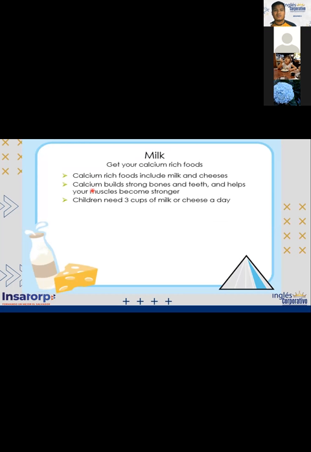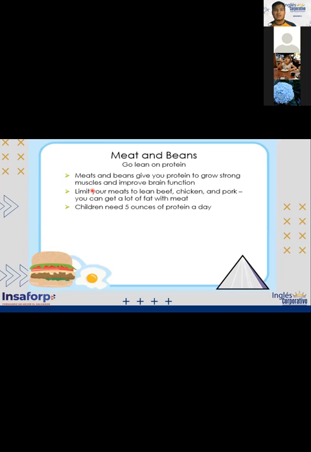One of the last parts that we have is milk. It is calcium-rich foods that include milk and cheeses. Calcium builds strong bones and teeth, and it helps your muscles become stronger. Children need 3 cups of milk or cheese a day. So here we have the last part, meat and beans. Meat and beans give you the protein to grow strong muscles and improve brain function.